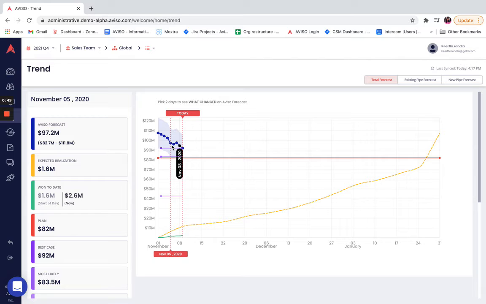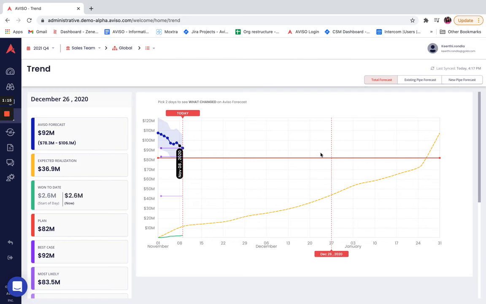And the green line indicates the amount booked or won to date. And the purple lines here refer to human judgment for most likely, best case, and commit, and these values differ as per your business metrics. And the yellow dotted line here is our expected realization, that is path to plan, which tells you where you should be at a given point of time in order to meet your target.